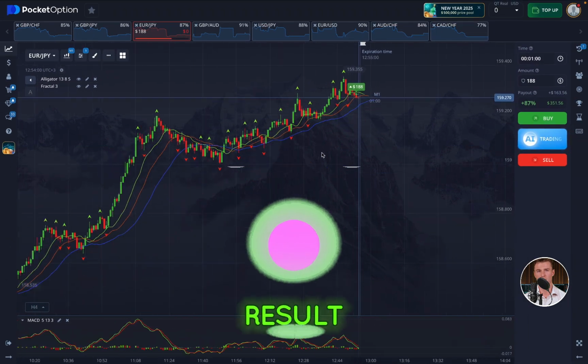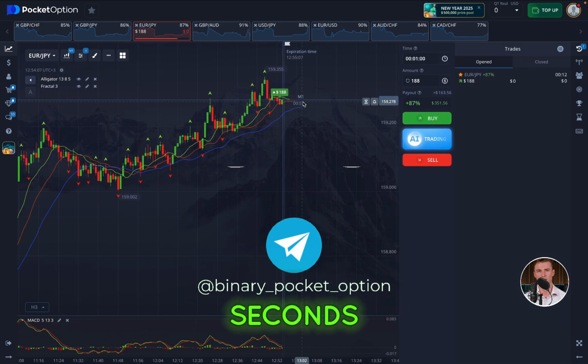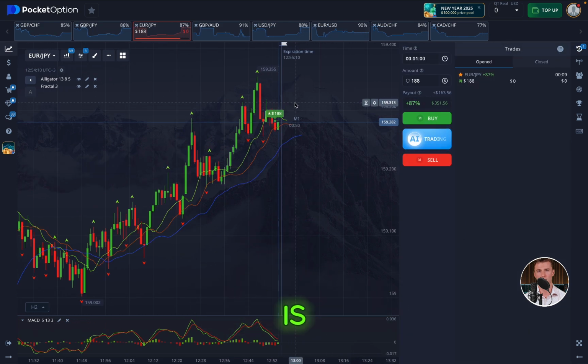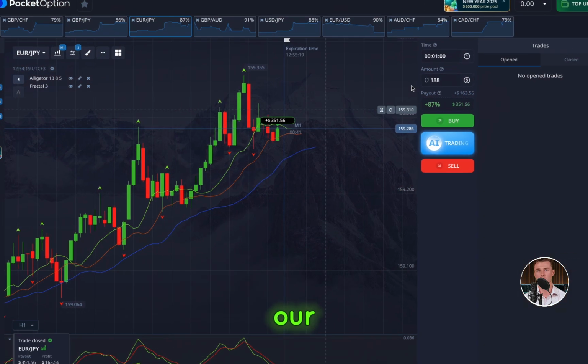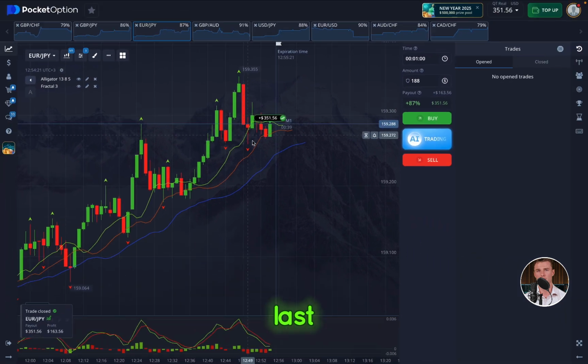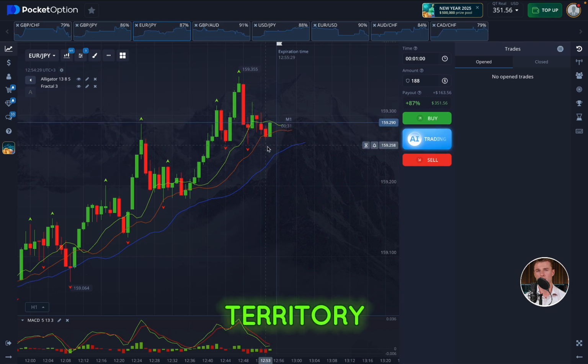Let's look at the result of our second position. Approximately 10 seconds until the transaction is completed. And our position closes in the last seconds in a plus. The candle showed a fairly confident upward trend and the deal was closed in positive territory.